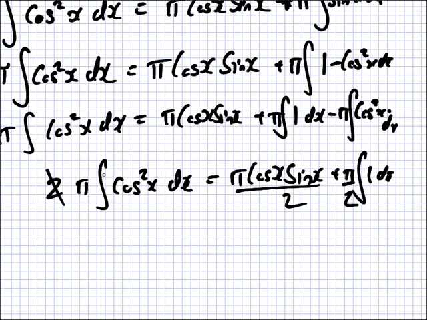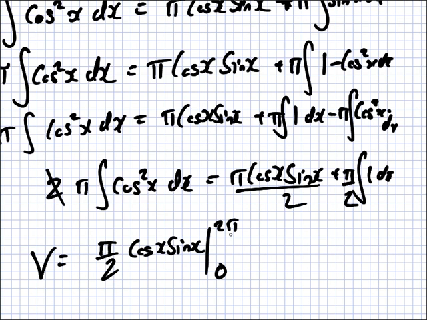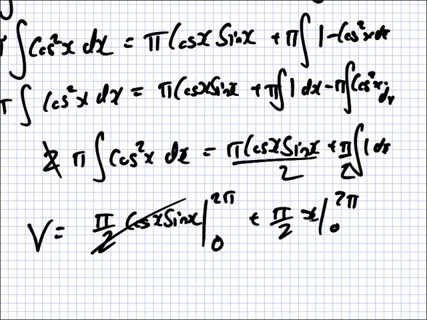And what was this? This was the volume. So the volume will equal pi over 2 cos x sine x, and then we have to put in 0 and 2 pi. And I know that works out to be 0. Then it's plus pi over 2, and then integrating 1, it's x, and then 0, 2 pi. So I put in the 2 pi, the 2's cancel, and I'm left with pi squared as my answer then.